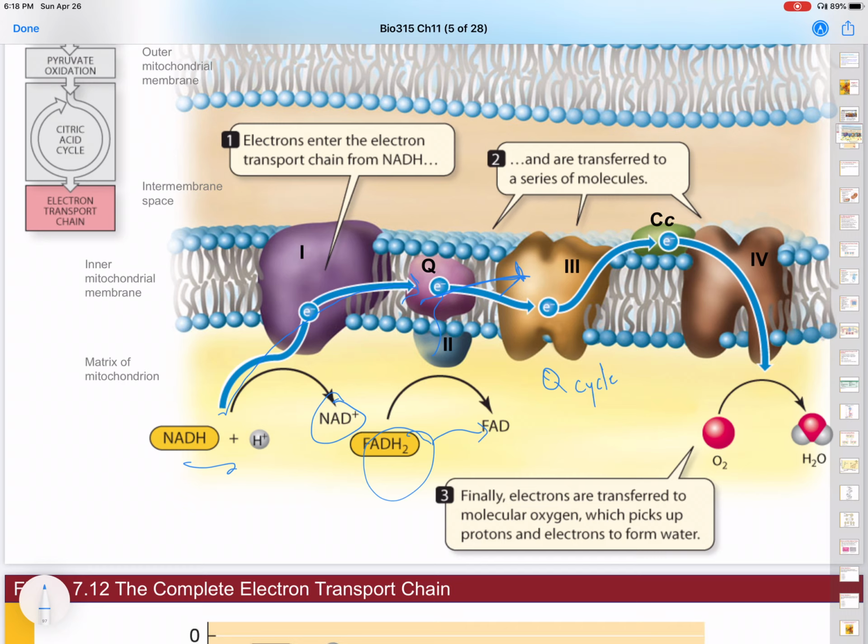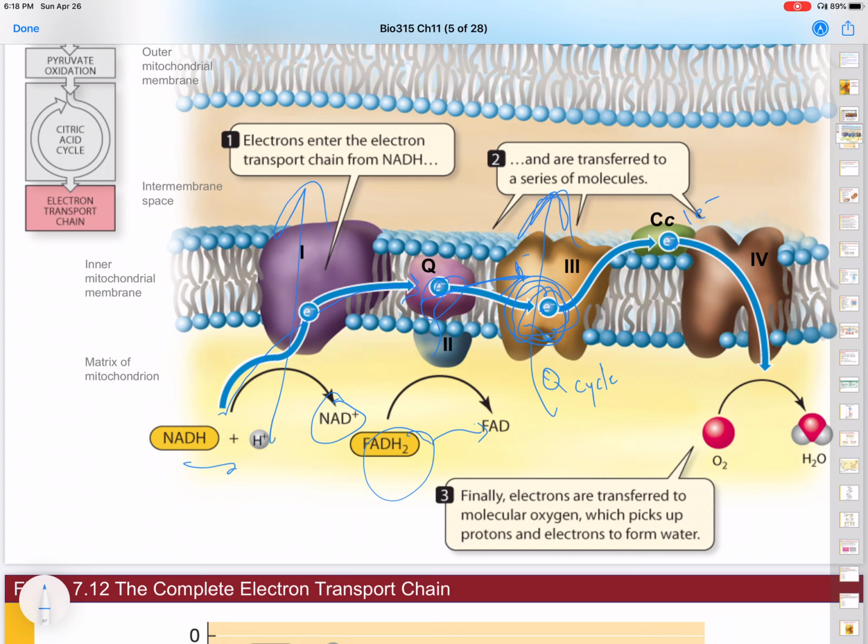I don't know that we'll get into it, but there's this really neat thing called the Q cycle that happens in complex 3, in which the electrons will go one at a time to cytochrome C. So there's a little issue here. You have pairs of electrons coming from ubiquinone. Cytochrome C can only take one electron at a time, so we have to deal with that other electron. It bounces around in complex 3 for a little while until cytochrome C is able to come back and pick it up. And that's called the Q cycle. Pretty neat. In the process, protons get pumped.